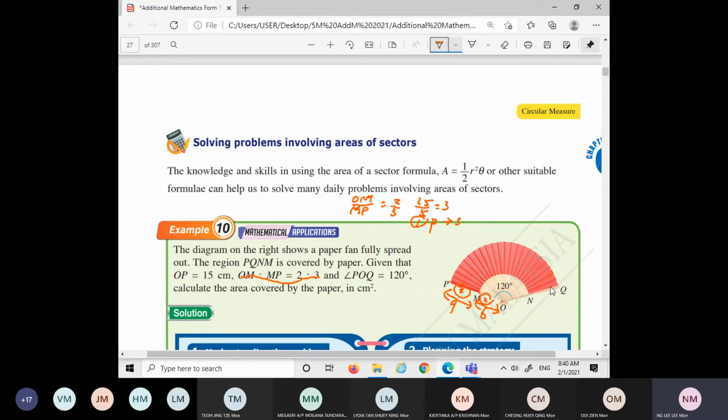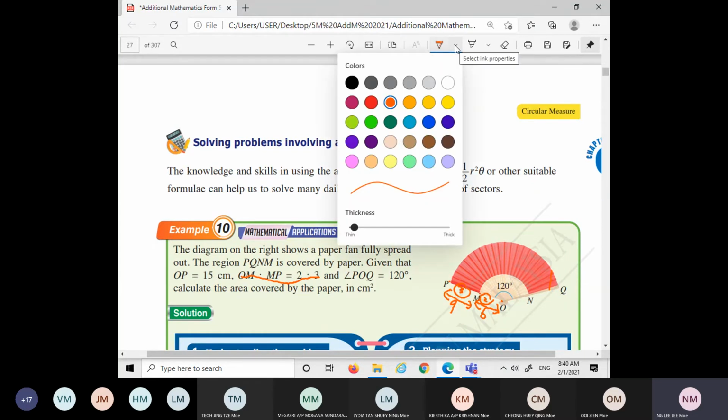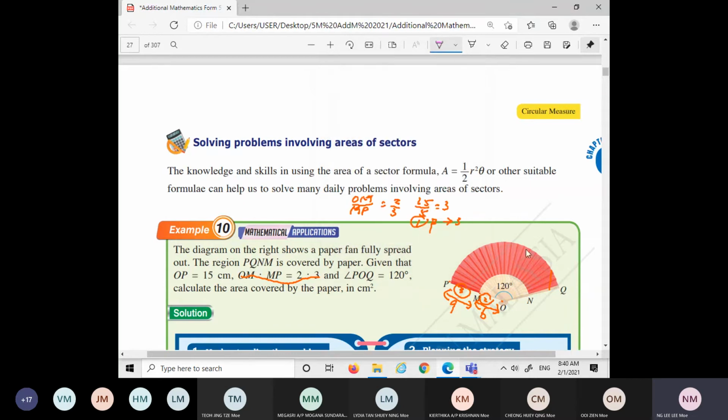Okay, it means this part. Oh, red and red now, cannot see. Okay, wait now. Purple? Can see now. Okay, very good.